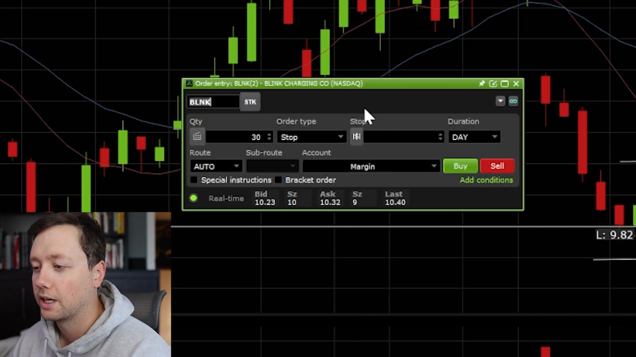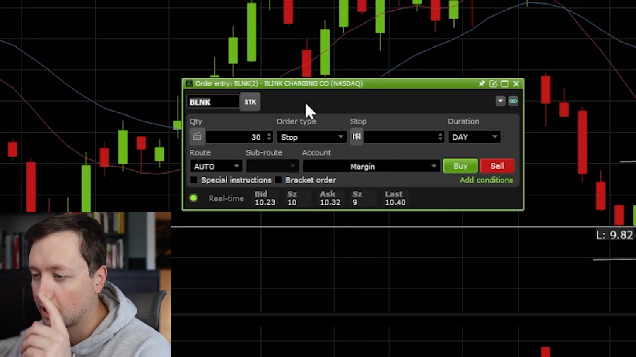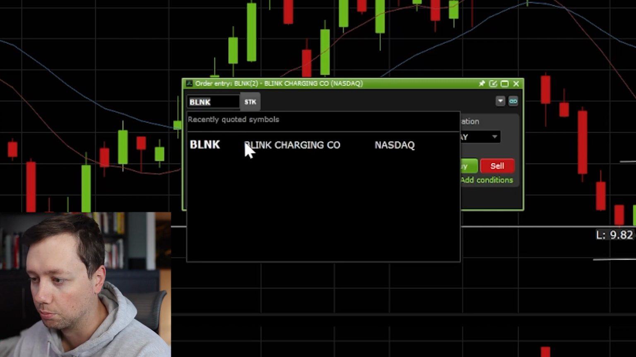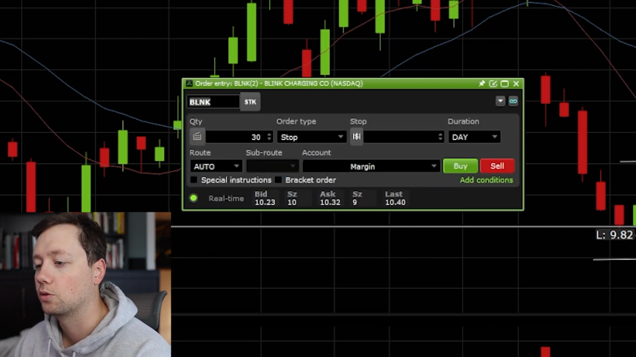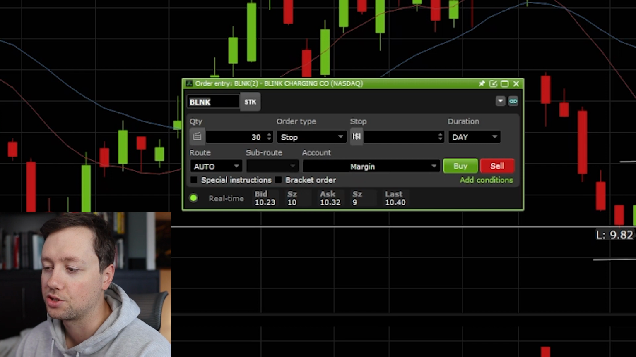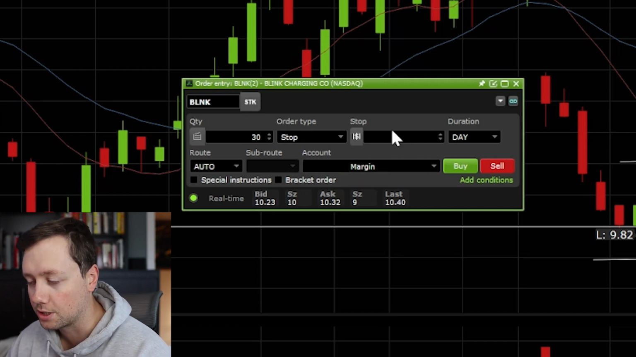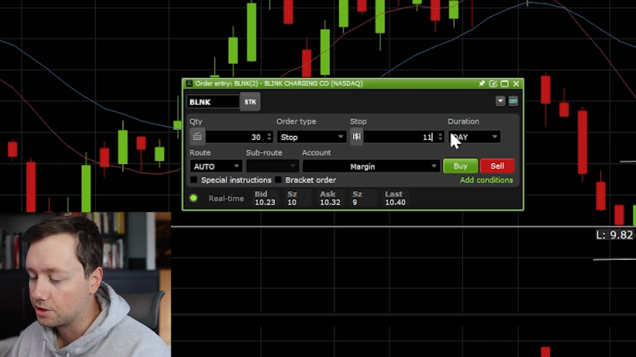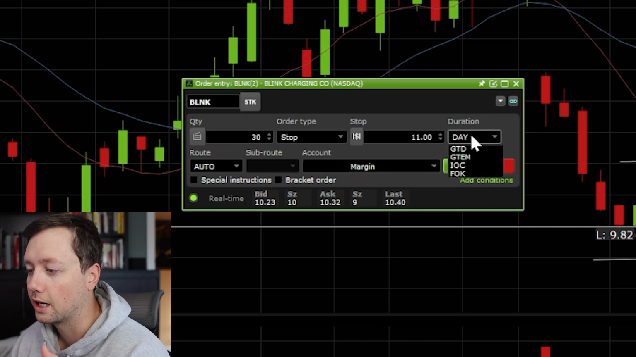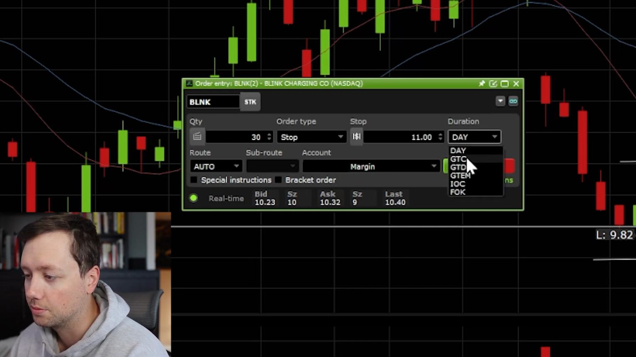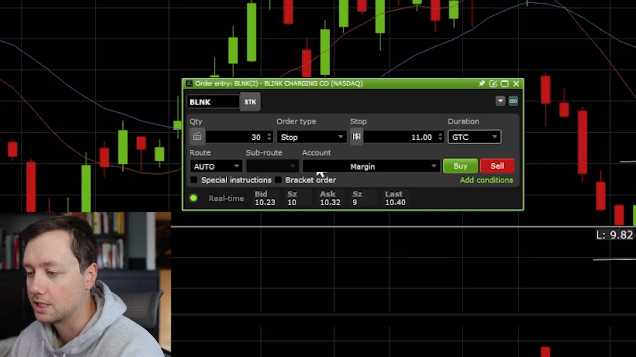Okay, so I'm using Questrade right now and I just pulled up an order window. You can see that right here, and I've got it targeted for Blink Charging. We are going to place an order for 30 shares. It's going to be a stop order because I want to buy in when the price crosses above $11. That's the price that I want to enter on, and I don't want it to be a day duration. I want it to be good till close because I want this order to exist and stay there.